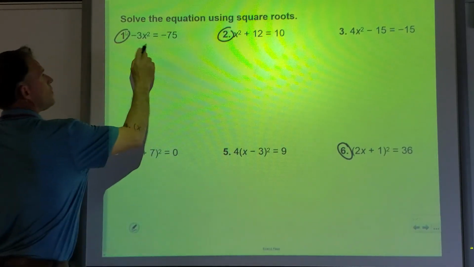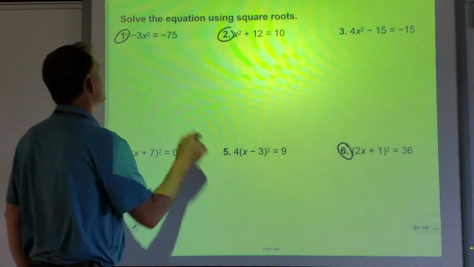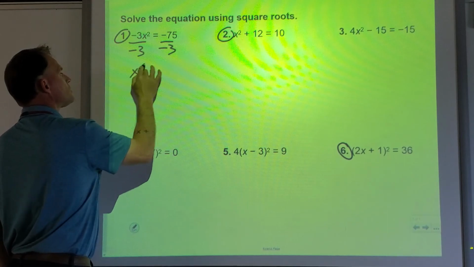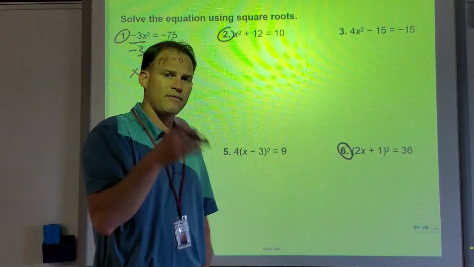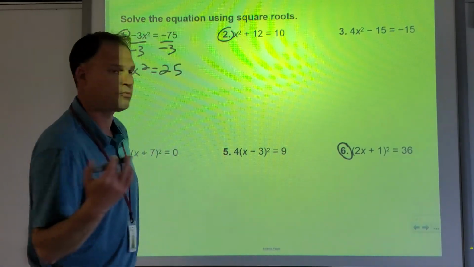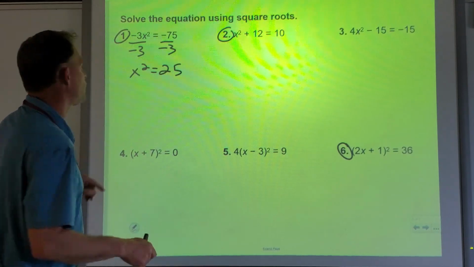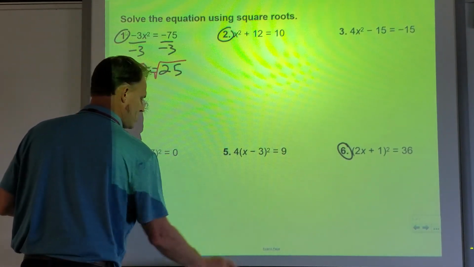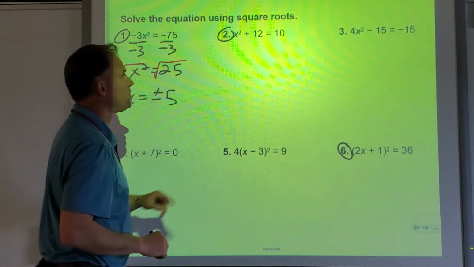All right, so don't think it's automatically no solution because I have to do this first. So I have x squared equals positive 25. Now I have x squared equal to a positive. I can finish this problem. I told you, don't do it until it's x squared by itself. Now I square root both sides, and it's x equals plus minus 5.